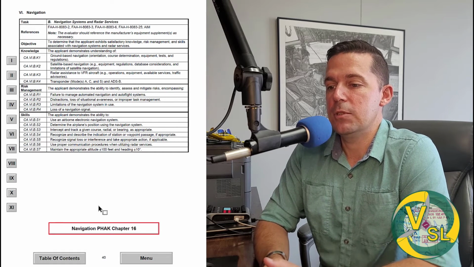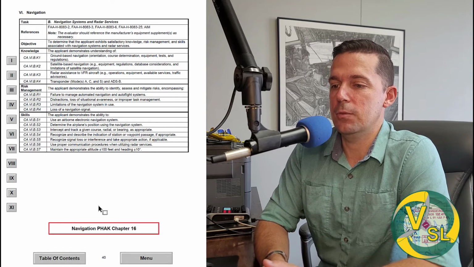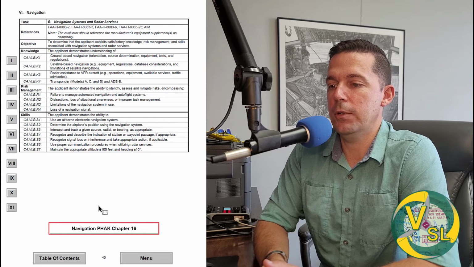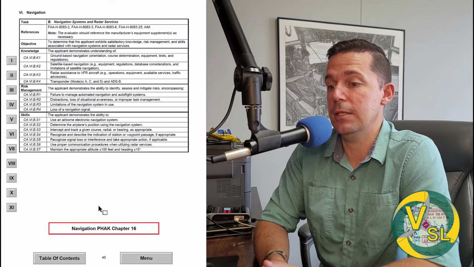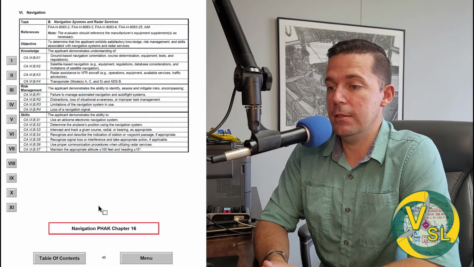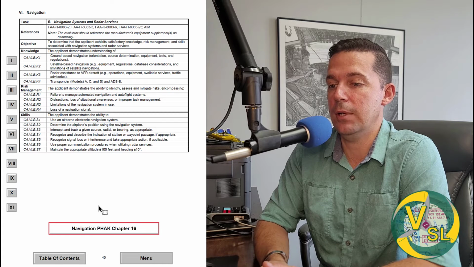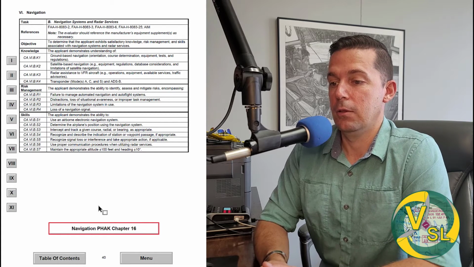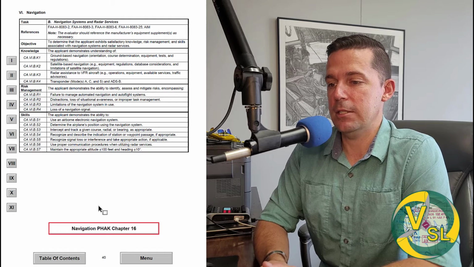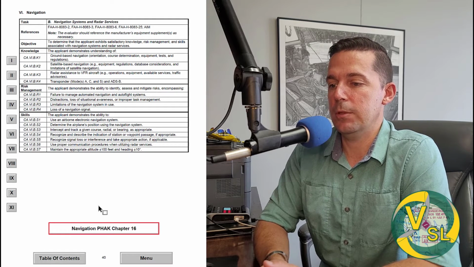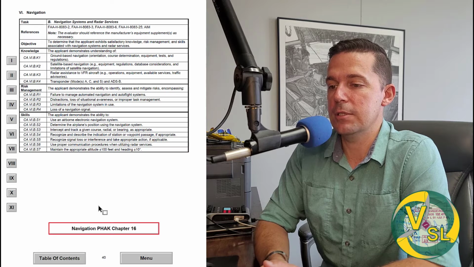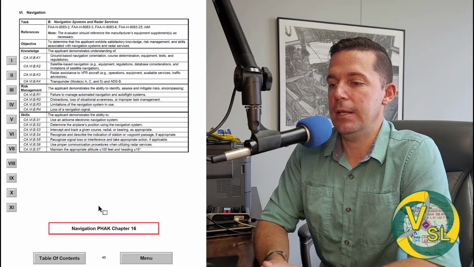Task B, navigation systems and radar services. We have 7 skills here as well. Skill 1, use an airborne electronic navigation system. Skill 2, determine the airplane's position using the navigation system. Skill 3, intercept and track a given course, radial, or bearing as appropriate. Skill 4, recognize and describe the indication of station or waypoint passage if appropriate. Skill 5, recognize loss or interference and take appropriate action if applicable. Skill 6, use proper communication procedures when utilizing radar services. Skill 7, maintain the appropriate altitude plus or minus 100 feet, plus or minus 10 degrees.